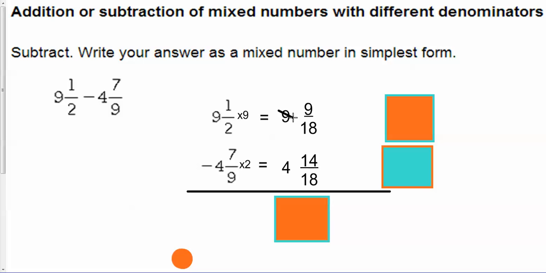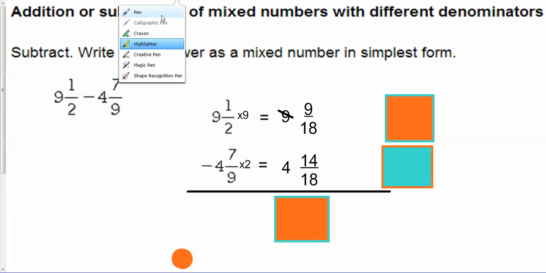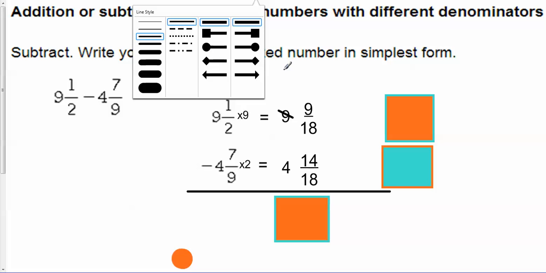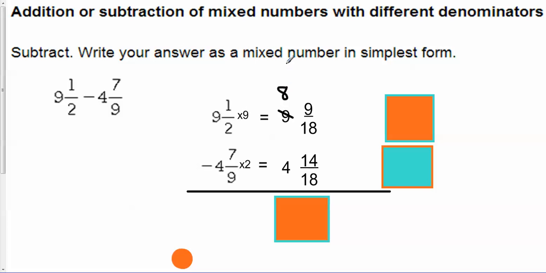Okay, the 9 becomes an 8. So we're borrowing 1 whole from the 9. Now, my 1 whole in this problem is 18/18. So if I can add 18 over 18, that's my 1 whole. If my denominator was 2, my 1 whole would be 2 halves, 2 over 2.